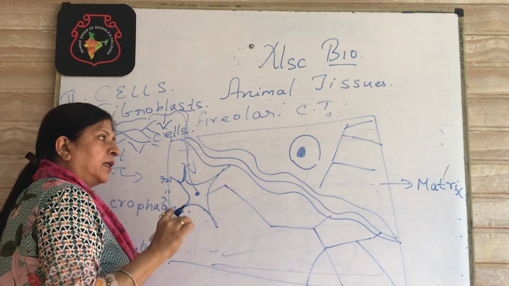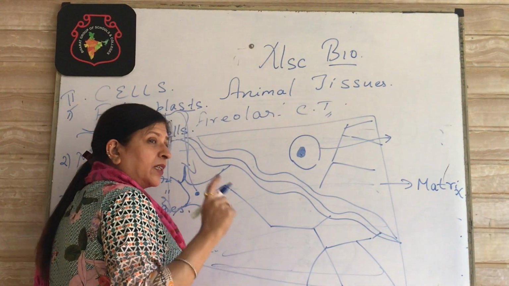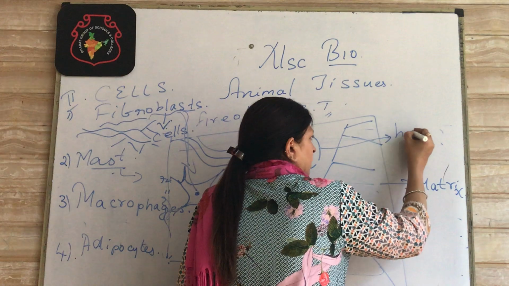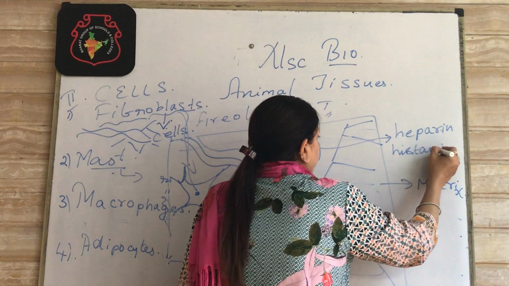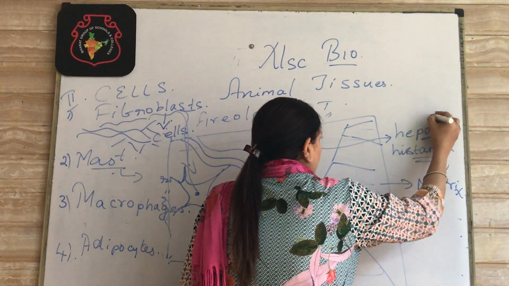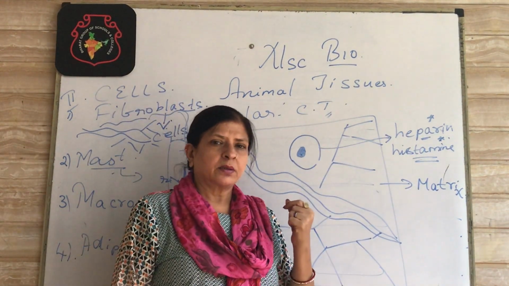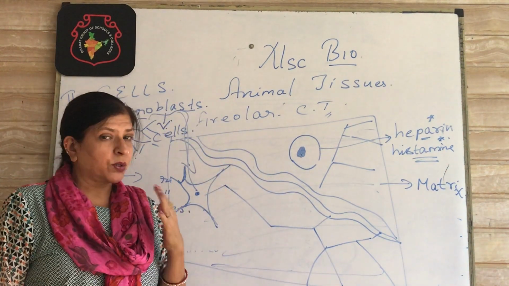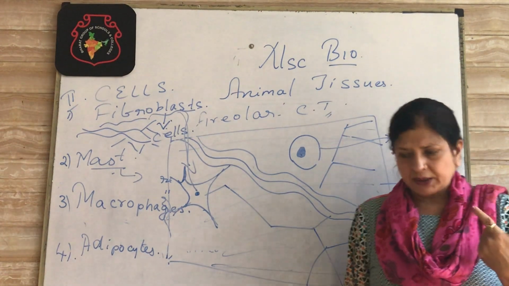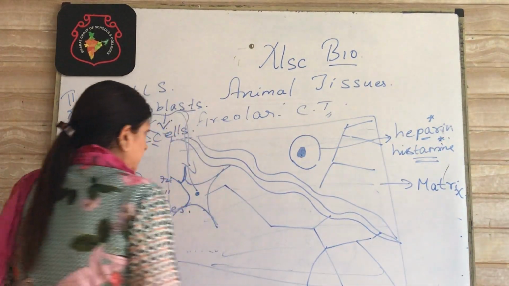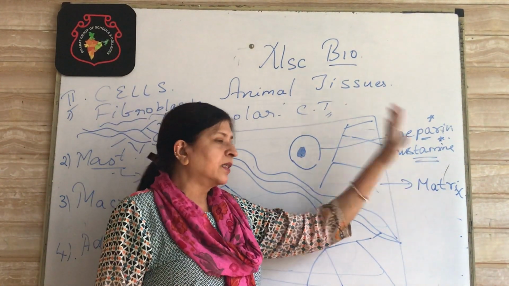And these cells secrete two components, two chemicals. One is heparin and the other is histamine. Students, very, very important. Please register these two words, these two chemicals, because they are of utmost importance if you're going for further competitive exams. Mast cells release or secrete heparin and histamine.